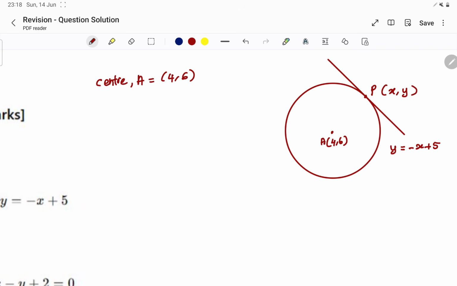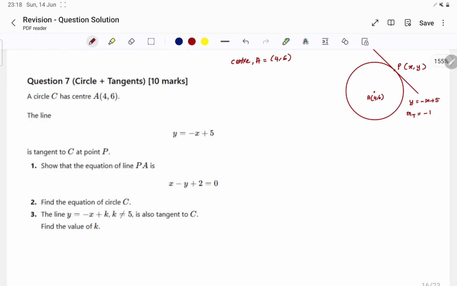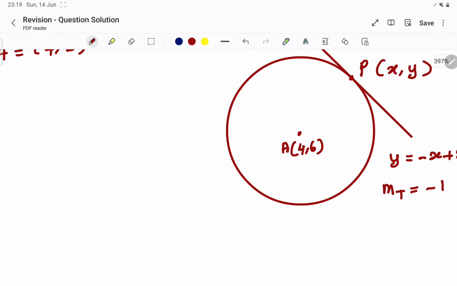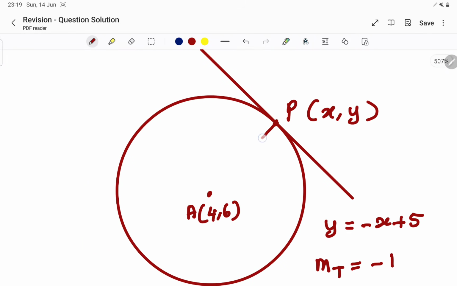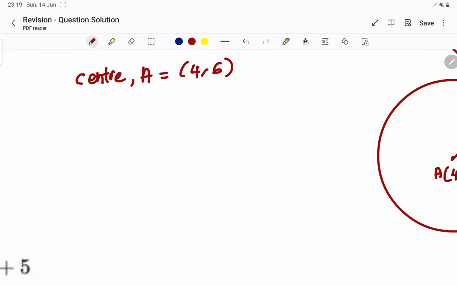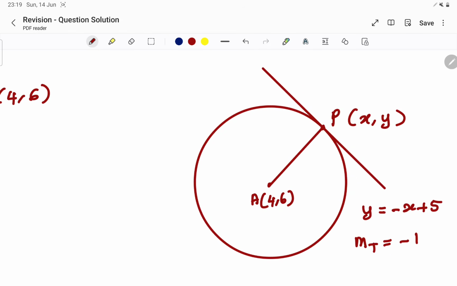So from this line we already got that the gradient for the tangent line is negative 1. Then the first question they ask us to show that the equation of line PA is x minus y plus 2 equal to 0. So what they want is the equation of line PA. Where is line PA? From P to A. In order for us to get the equation of the line, first of all, we have to get the gradient of P to A first.